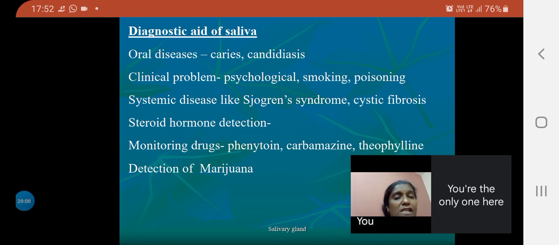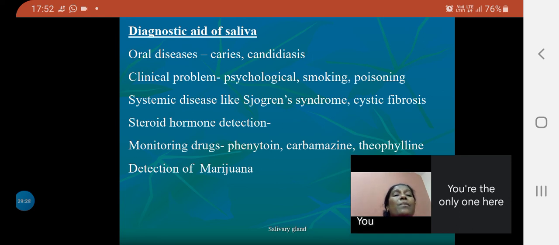So that usually is associated with autoimmunity. So Sjogren syndrome is one example. Cystic fibrosis is one more condition where you can expect the damage of the salivary glands. Steroid hormone detection in athletes and in gyms and in a lot of places, misuse of steroids can be detected by using the saliva. Monitoring of drugs such as phenytoin, carbamazepine, and theophylline.